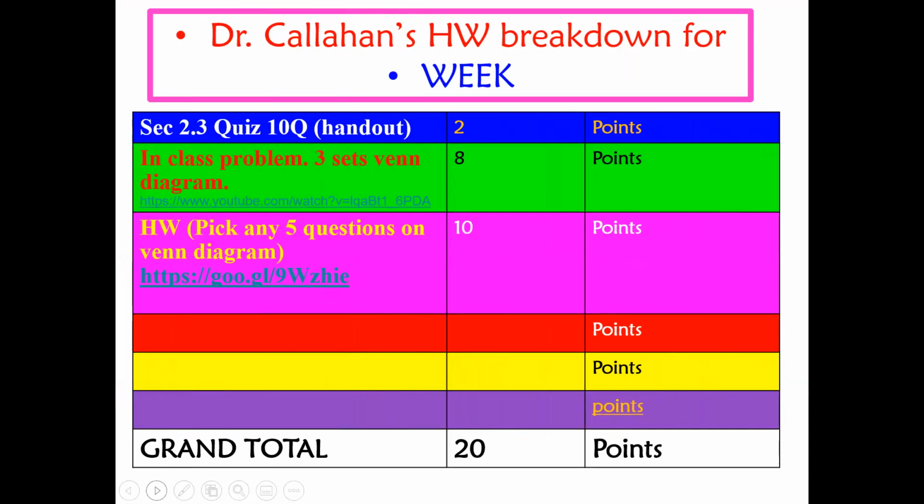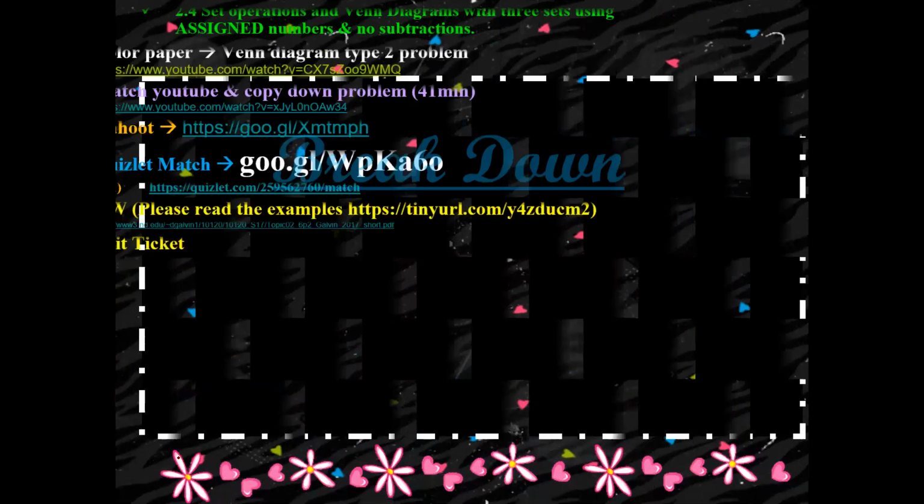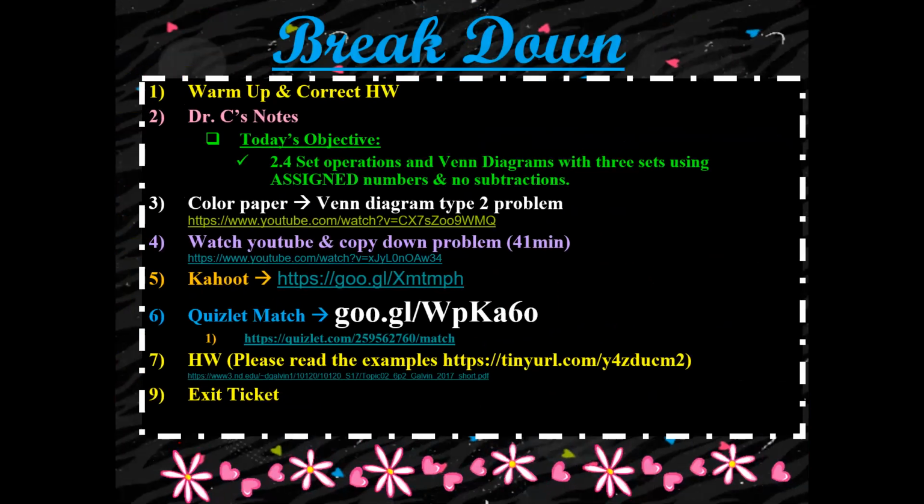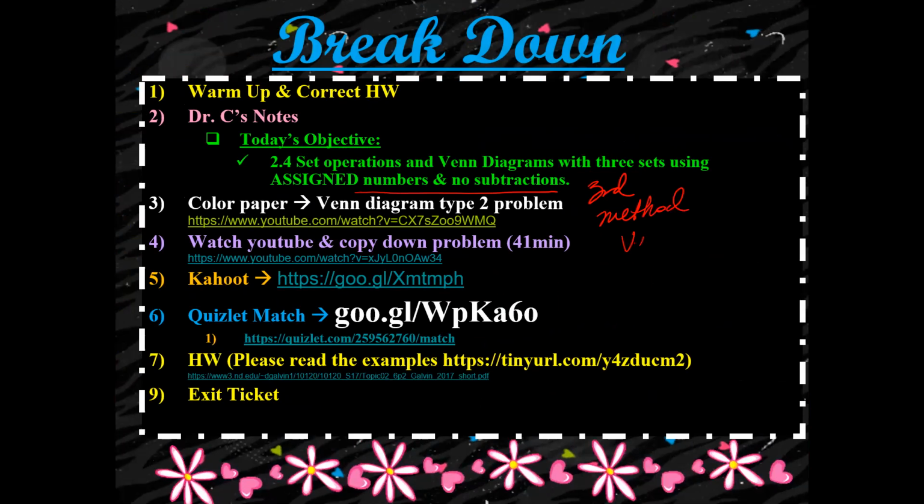All right, so for your homework, you were supposed to pick any 5 questions from the Venn diagram. Your total number for that is going to be 2 points apiece, and we will move forward with that. This is the breakdown for today. 2.4, set operations and Venn diagram with 3 sets using assigned number and no subtraction. So this is like a third method or a third variation of Venn diagrams. So be careful with that.